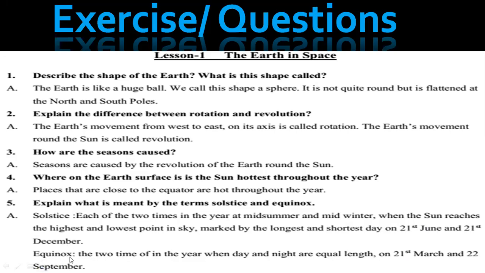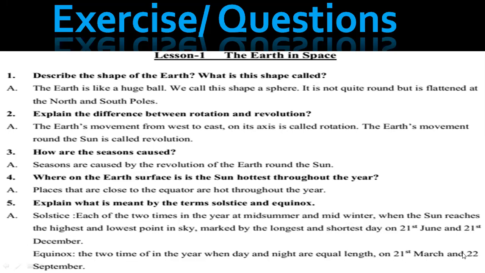Equinox, equi means equal and nox means night. The two times in the year when day and night are equal length: on 21st March and 23rd of September.